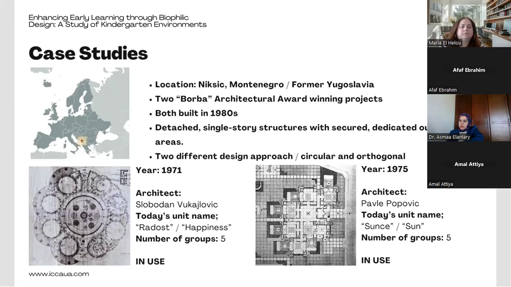But these 2 analyzed projects are more than that, as their design principles align with modern pedagogy guidelines and incorporate biophilic design principles and the use of local materials. The first kindergarten, named Radost, was designed by local architect Slobodan Vukajlović in 1971. And the second, called Sunce, was designed by architect Pavle Popović in 1975. They both received the prestigious Borba Architectural Award. This award recognized the top architectural projects in the Yugoslav republics.